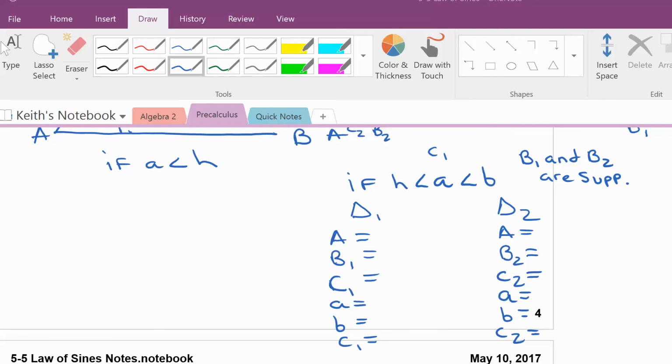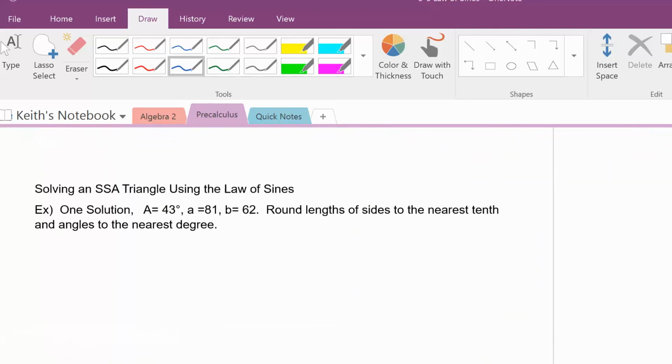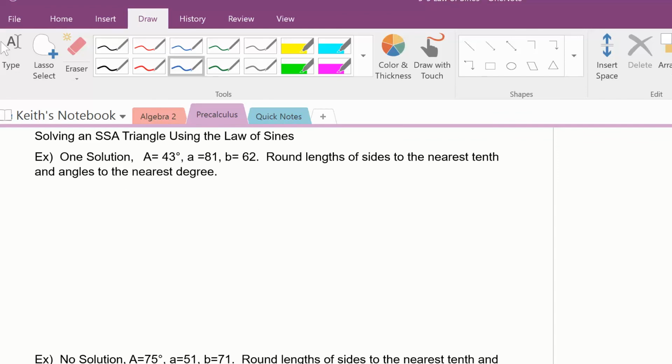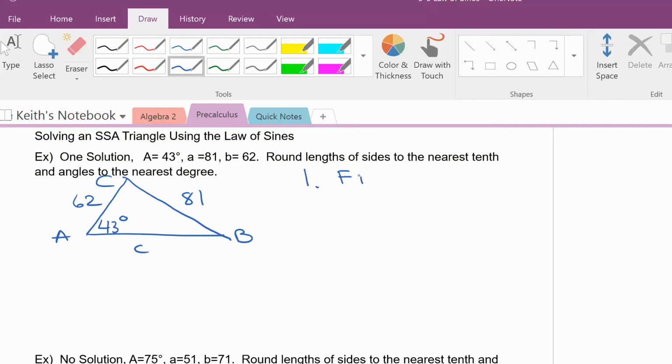So let's look at some examples. Let's look at one triangle that has one solution, and here's how we're going to tell. The first thing we're going to do is draw the triangle, like we always do. So we're going to put angle A is 43, side A is 81, side B is 62, and then we have side C there.